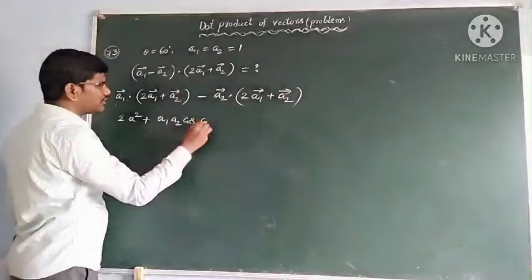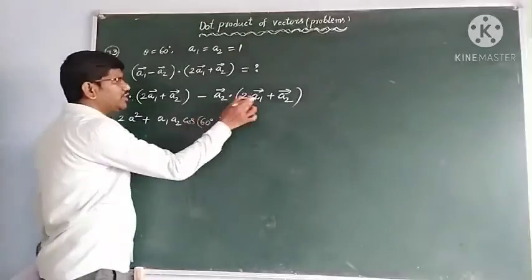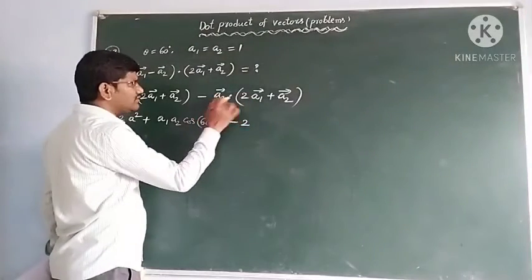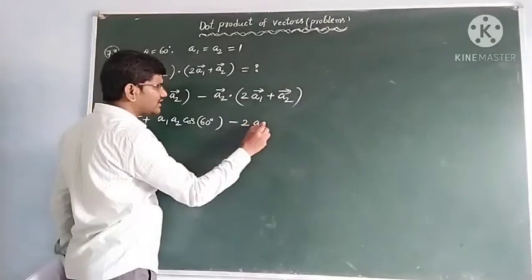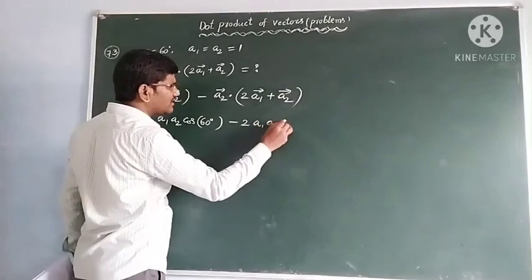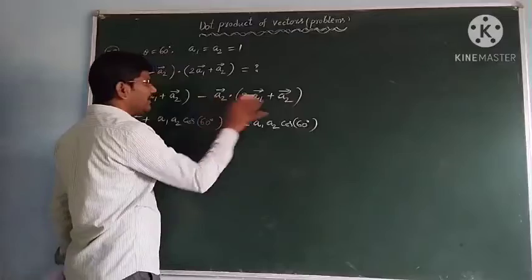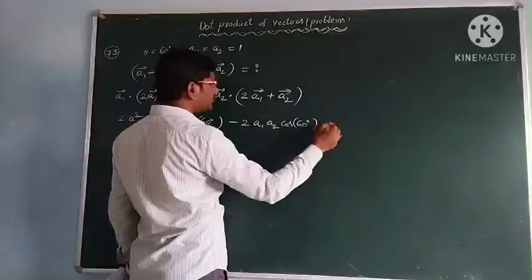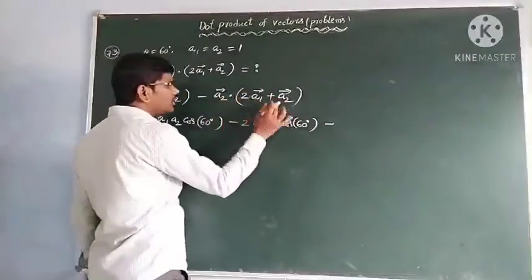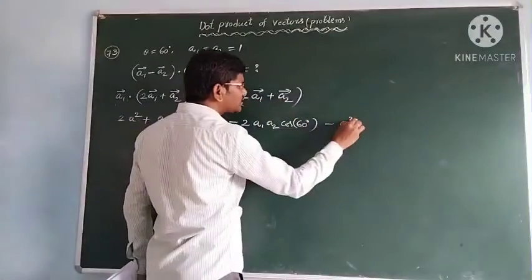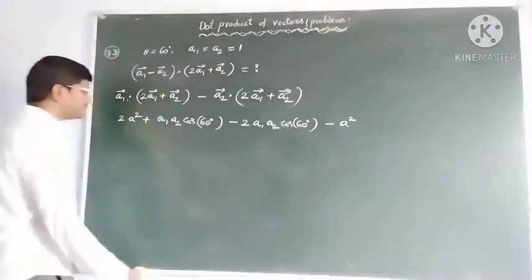That theta we know is 60 degrees. Minus a2 into a1, 2 is there, a1 into a2. a1 bar dot a2 bar means magnitude of first vector, magnitude of second vector, and cosine of the angle between them, 60 degrees. And minus into plus, we will have minus a2 into a2, a2 bar dot a2 bar, that is a square. Dot product of a vector with itself is equal to the square of the magnitude of the vector.